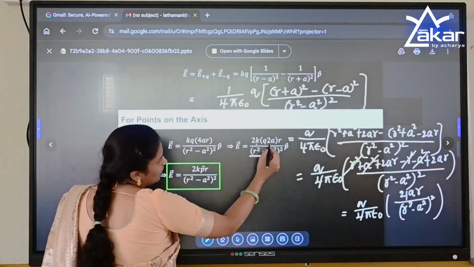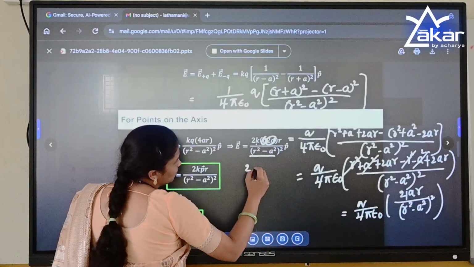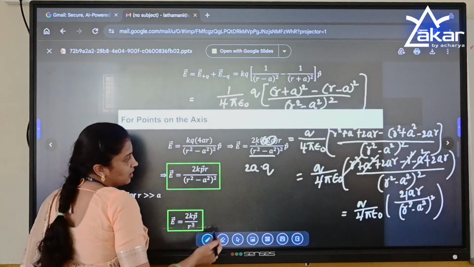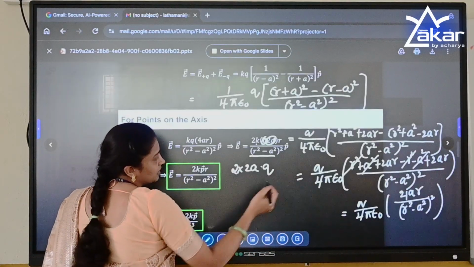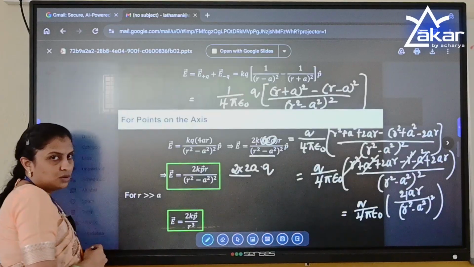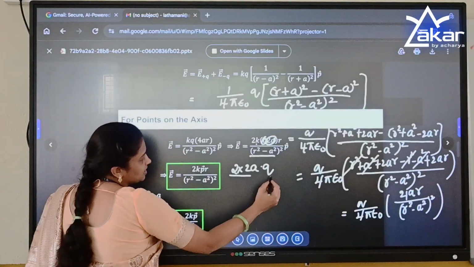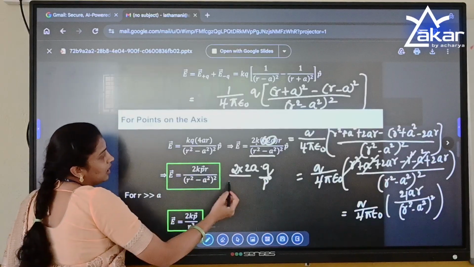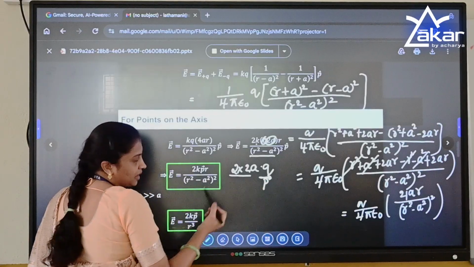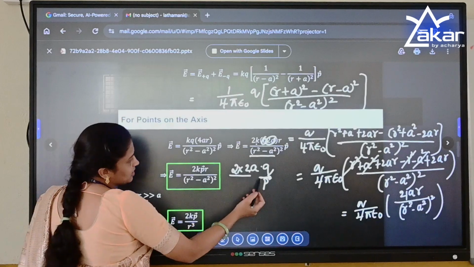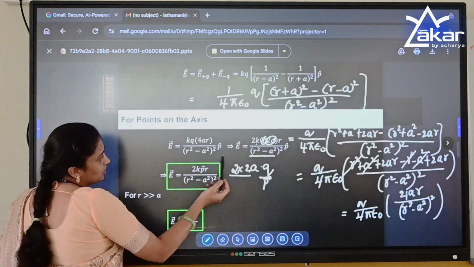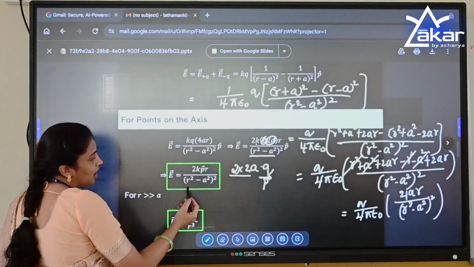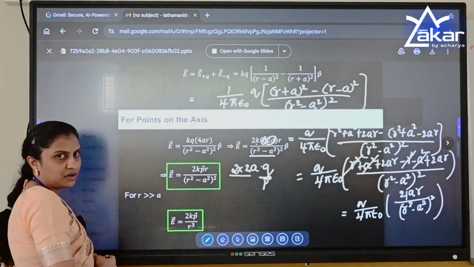So we know the formula 2a into q. So I can write 4ar as 2 into 2, then 2aq is p cap, p vector. So 2aq is the dipole moment, we know that. So that is p vector. So what is the final expression? 2kpr divided by r square minus a square whole square.